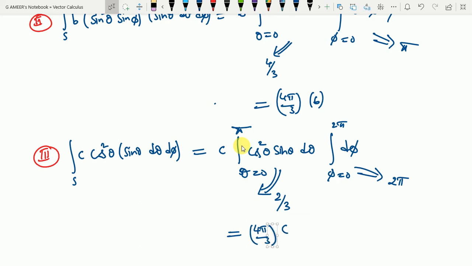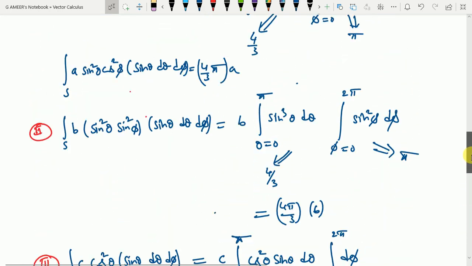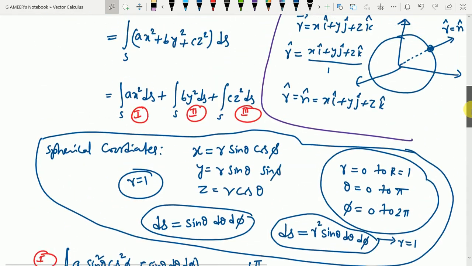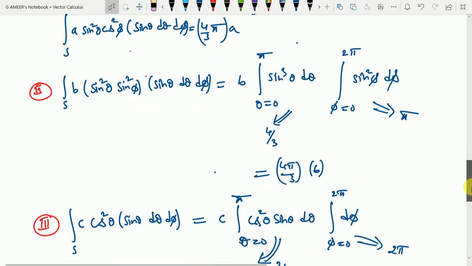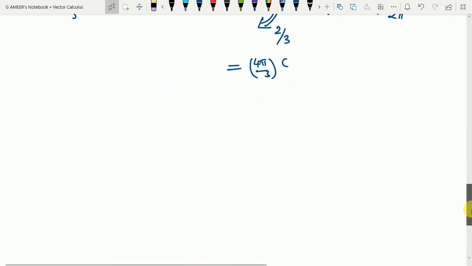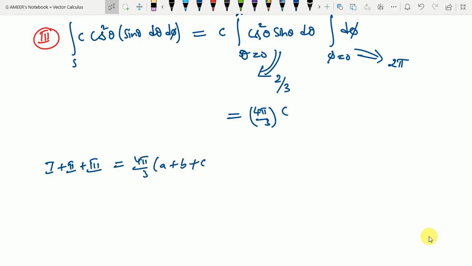Now when you club all these things, what is the answer I'll get here? Adding the first term, second term, third term, everything is multiplied by 4 by 3. So when I sum up all the terms, the overall answer is 4 pi by 3 into A plus B plus C.